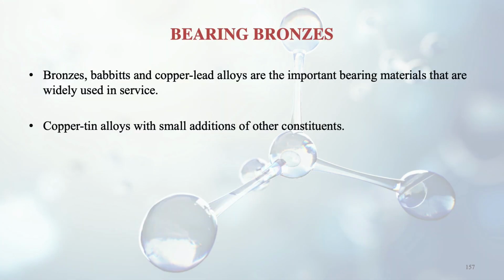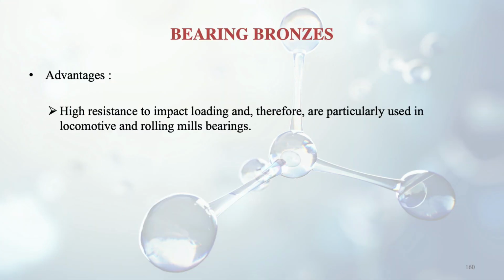So bearing bronzes, babbitts and copper lead alloys are the important bearing materials that are widely used in service. So we see these things are used in various places: bronzes, babbitts and copper lead alloys. Copper tin alloys with small additions of other constituents are also used for heavy load and severe service conditions. Advantages in case of bearing bronzes are that they are highly resistant to impact loading. That's why they are used in bearings. They can resist impact loading, and they are particularly used in locomotive and rolling mills bearings, because there such kind of forces are coming in case of locomotives and all.